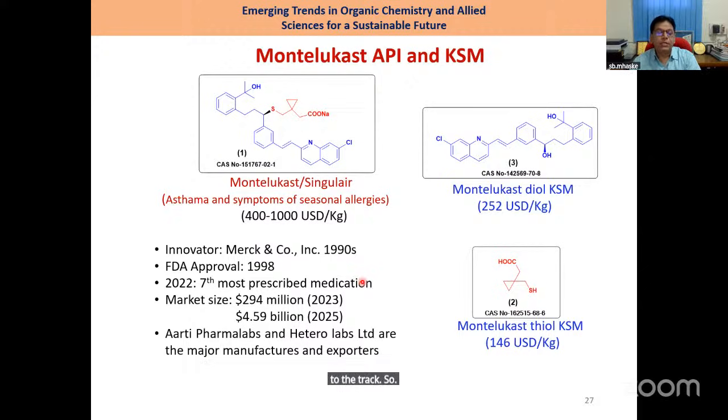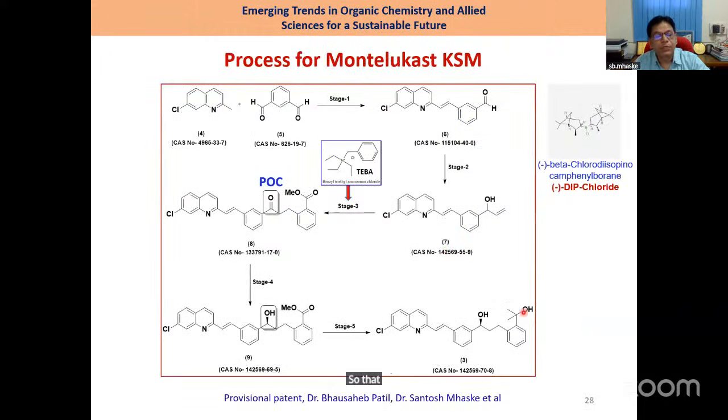India is the largest producer in the world. However, the KSM which is required for this synthesis is imported from other countries. So though India is the largest producer of the drug itself, we depend on other countries for this, and that's the reason we wanted to develop a process based on the literature. We saw that we can synthesize it by following these steps.